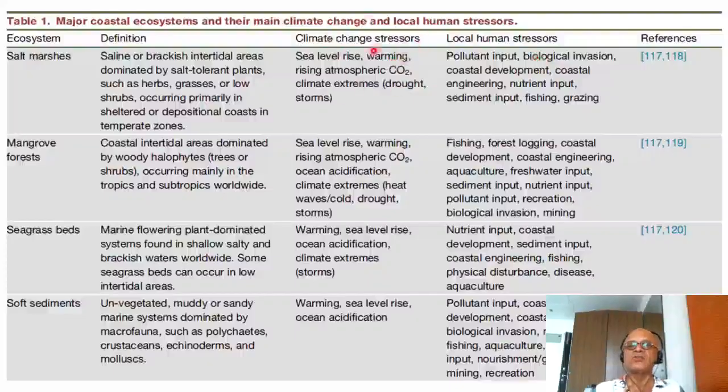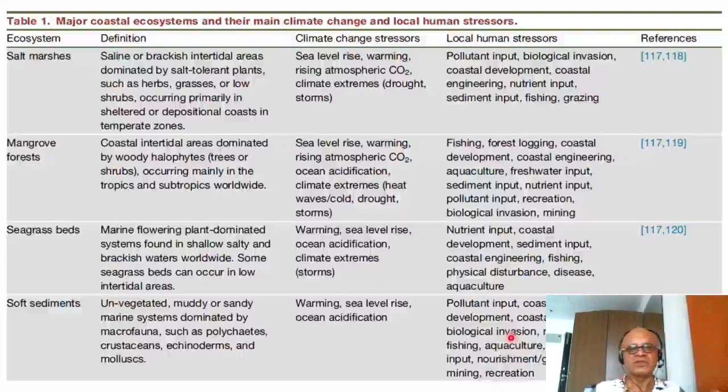So you are taking global scale changes that manifest locally as climate change stressors, because sea level rise and warming are local. Rising atmospheric CO2 is global, but climate extremes, droughts and storms are very local. Arabian Sea is different than the Bay of Bengal, for example. And the Indian Ocean is different than South China Sea and the Pacific, and so on. And local human stressors like pollutant input, biological invasion, coastal development, coastal engineering, nutrient input, sediment input, fishing, grazing, and so on. So salt marshes being affected, mangrove forests being affected, of course, seagrass beds, and soft sediments affected by warming, sea level rise, ocean acidification, and all the human activities.